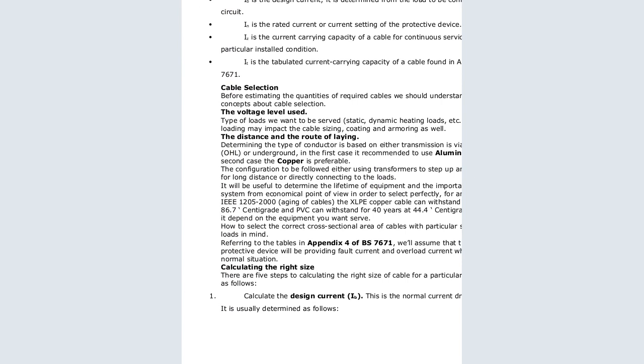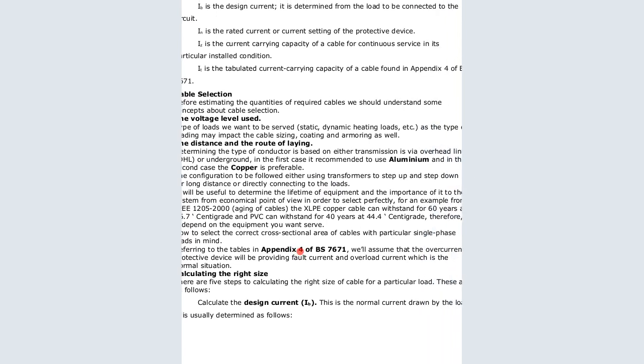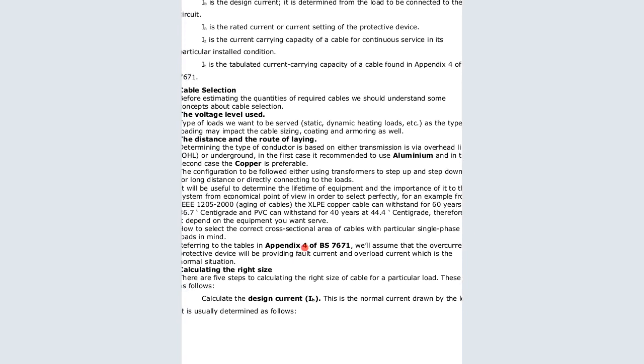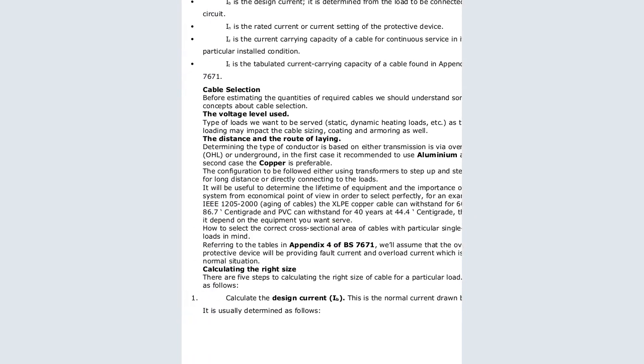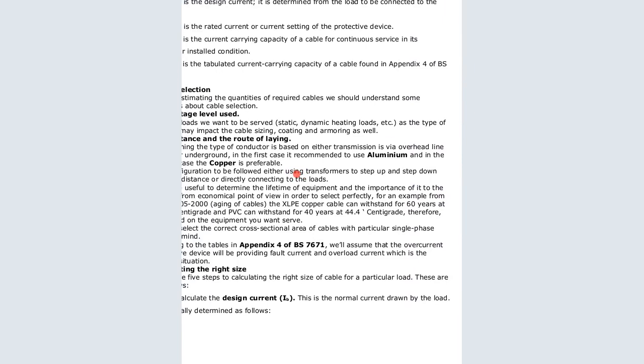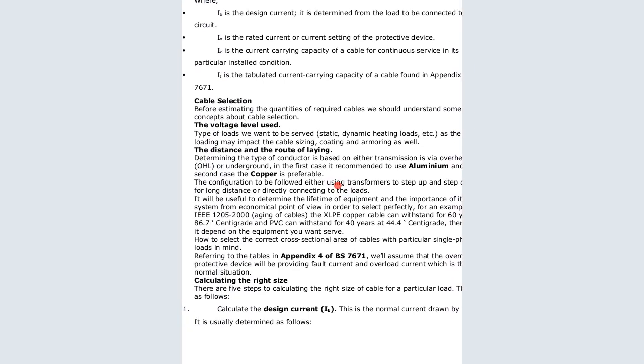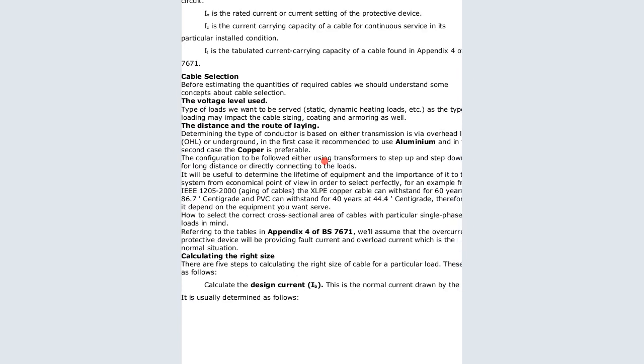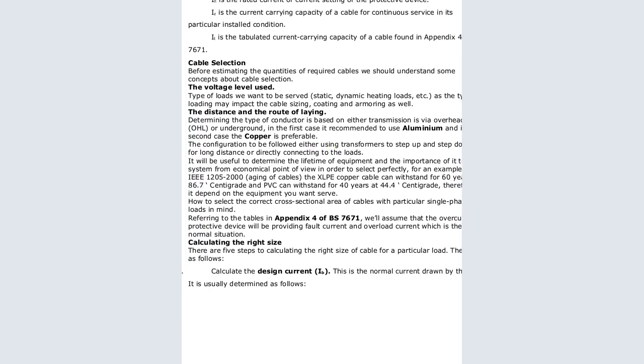Sometimes we want to select the type of cable. Before estimating the quantities of the required cables, we should understand some concepts about cable selection. First, the voltage level used and the type of loads we want to serve, that is static, dynamic, heating loads, etc., as the type of loading may impact the cable sizing, that is the coating and the armoring as well.